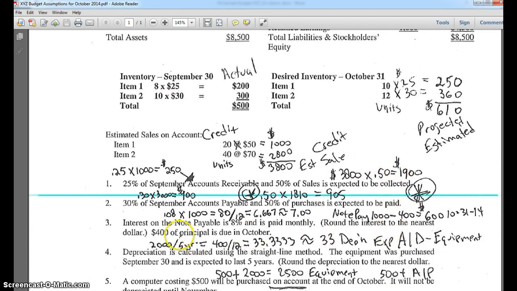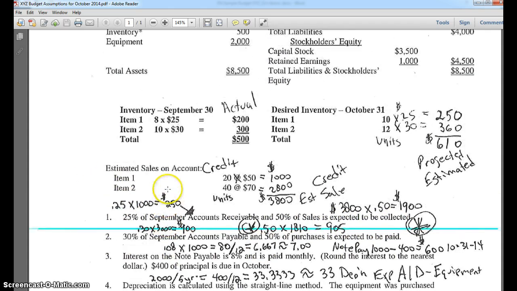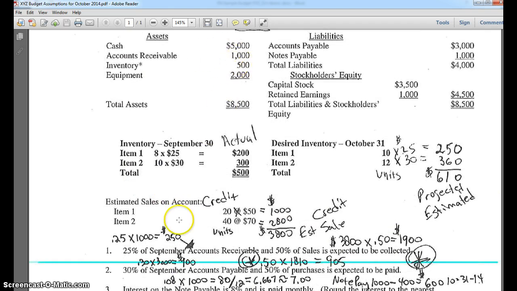And then as we go through the items, 25% of September's accounts receivable and 50% of sales are expected to be collected. What I did is right above here, I took 25% of the accounts receivable balance, $1,000. 25% of $1,000 is $250. Next thing I did was I took 50% of sales are expected to be collected in cash. So what I needed to do was take 20 units times the selling price, 40 units times the selling price for item 2. I got $1,028.